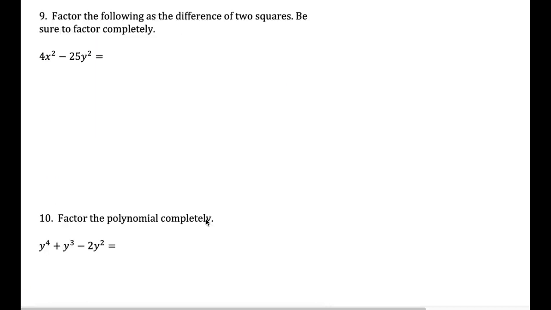We're being asked to factor the following as the difference of two squares. So they've even told us what it is. And the difference of two squares is a squared minus b squared equals a plus b times a minus b. All right, so 4x squared, this whole business right here, is a squared.